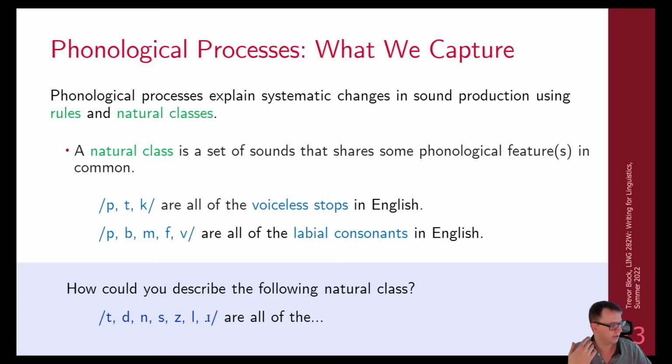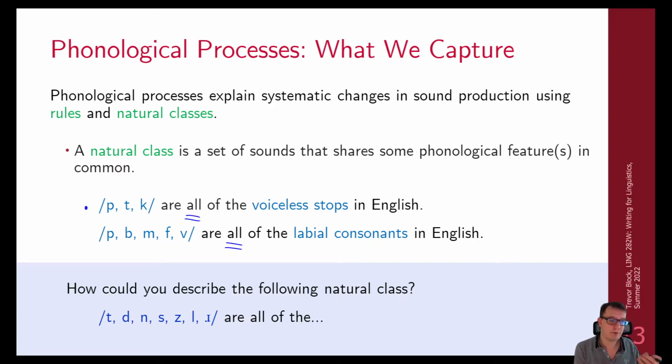Maybe in the case of P, T, K, these are all of the voiceless stops in English. In the case of P, B, F, M, V, these are all of the labial consonants in English. And we're just using phonemes. We're not using phones. So we're not including, for example, the labiodental M because we don't consider that a distinctive sound for meaning in English. That's just an M to us. So these are the units in our mind that we perceive as being important for sound. So that's what a natural class is.